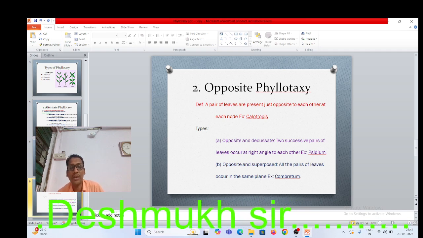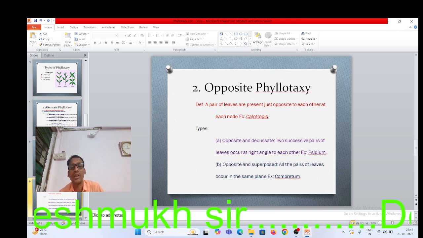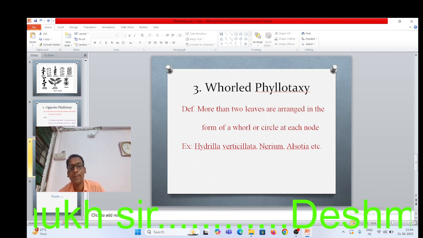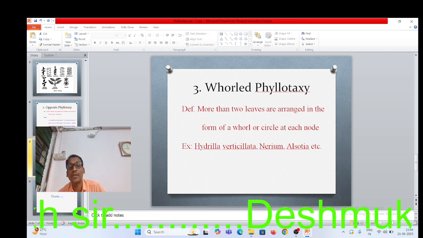Here 2 leaves are present on each node, and there are 2 kinds: decussate and superposed phyllotaxy. And the last one is nothing but the whorled phyllotaxy. Here more than 2 leaves are present on each node.